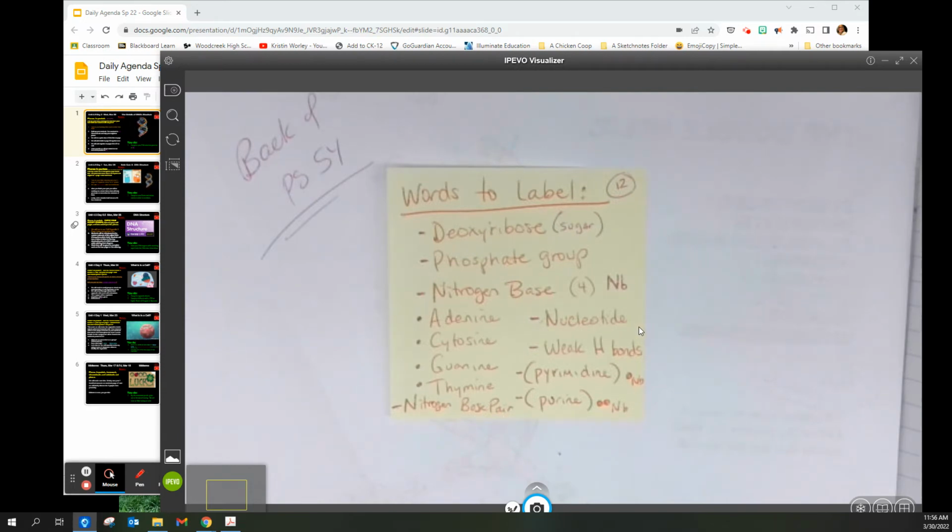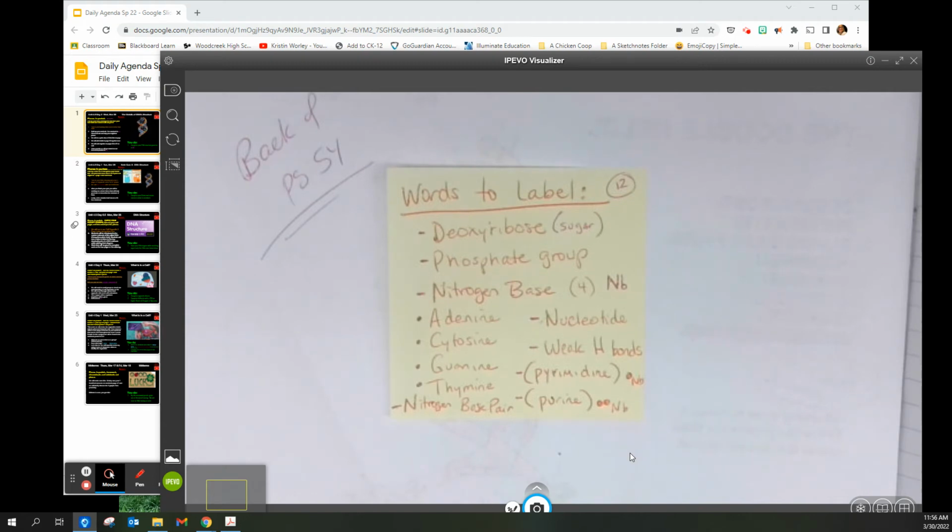Nucleotide, that's the building block of all nucleic acids. Weak hydrogen bonds, make certain that you've got the symbol H for hydrogen, weak hydrogen bonds. Then our last 2, the first one is a pyrimidine. Pyrimidine. That's a single ringed nitrogen base. So you can put a little circle there, capital N, little b. And then there are purines. Purine. A purine is a 2-ring or a double-ringed nitrogen base. You'll see them shortly, but you won't know what a lot of these words mean just yet.